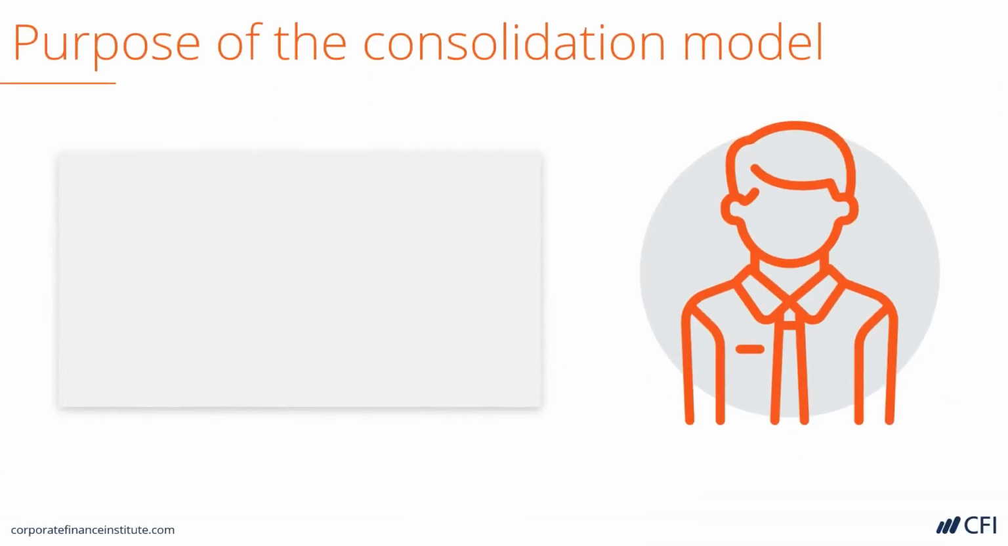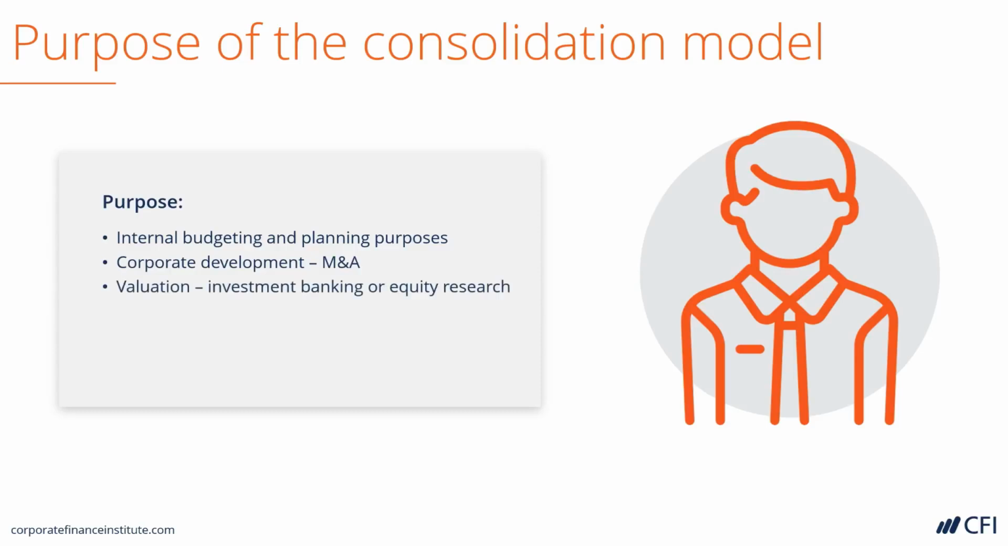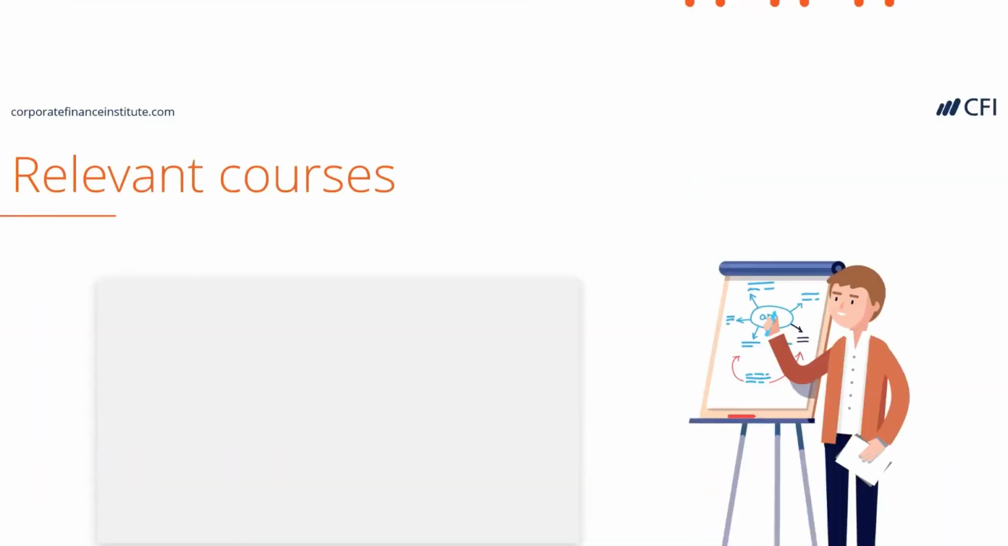Let's look at the purpose of a consolidation model. It's usually for internal budgeting and planning purposes. With larger companies that own multiple subsidiary businesses or different business units, they need it for detailed reporting. It's also used in corporate development for M&A. It's also used in valuation purposes by investment bankers and equity research professionals.